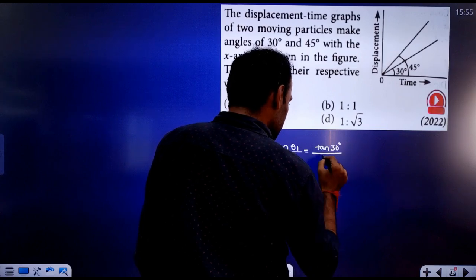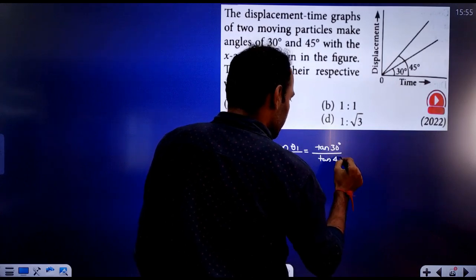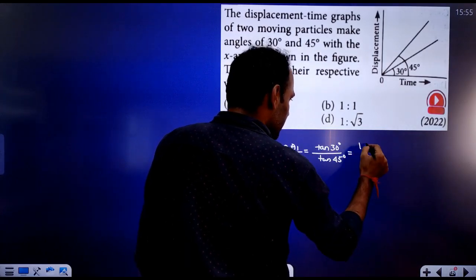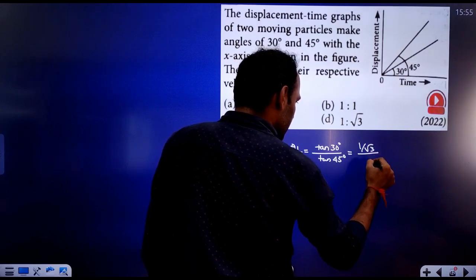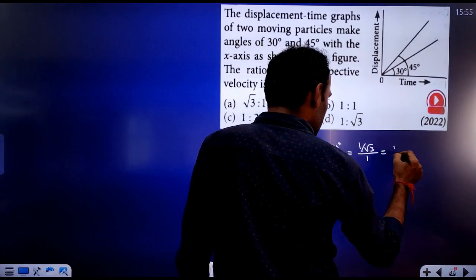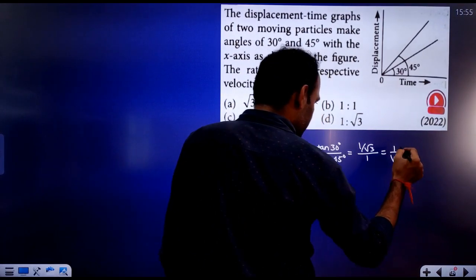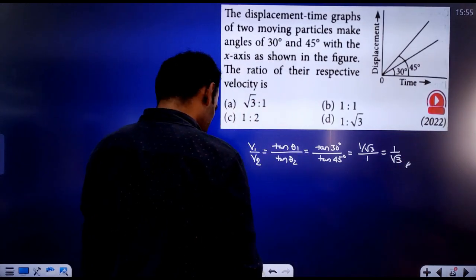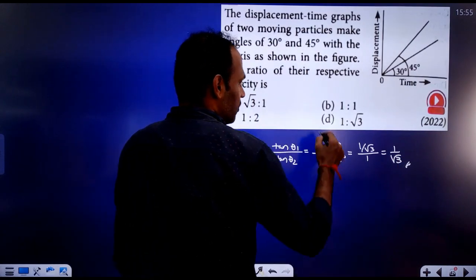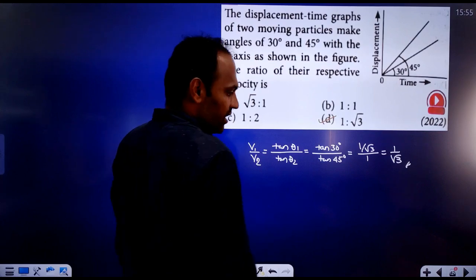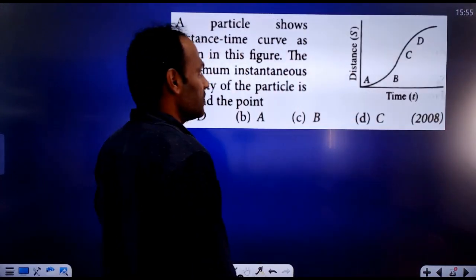Theta 2 means how much it is? Tan 45 degree. Okay, so tan 30 degree means it will be equal to 1 by root 3. Tan 45 degree means it will be 1. So the ratio will be 1 is to root 3. Right? So which option is correct then? Option D is correct. Okay. Let us go to the next question now.